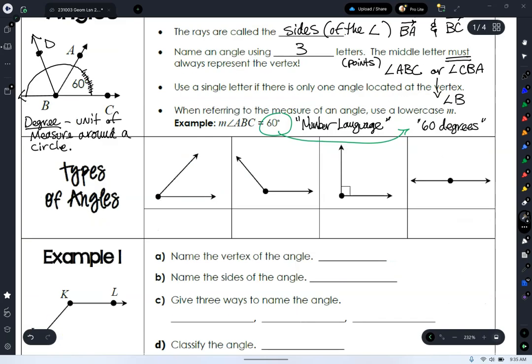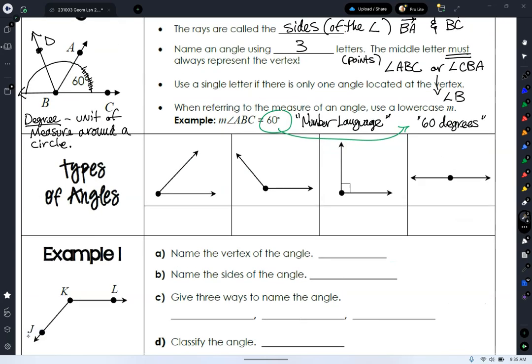All right. So then let's talk about types of angles. This is oftentimes referred to as classifying angles. So we're just going to write the word classify here. If I tell you to classify something, if you've taken biology and you do classifications, you're organizing things into groups. That's what classifying is. You're organizing things into groups.